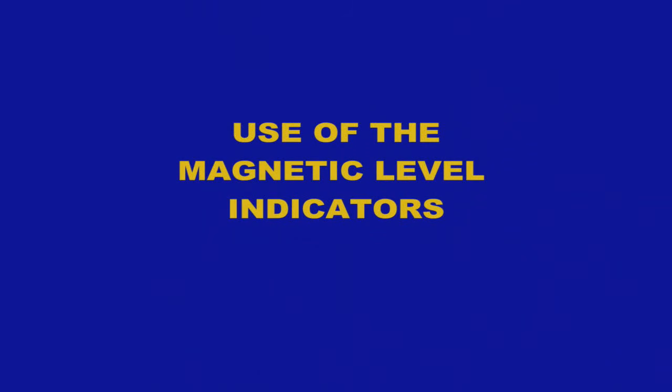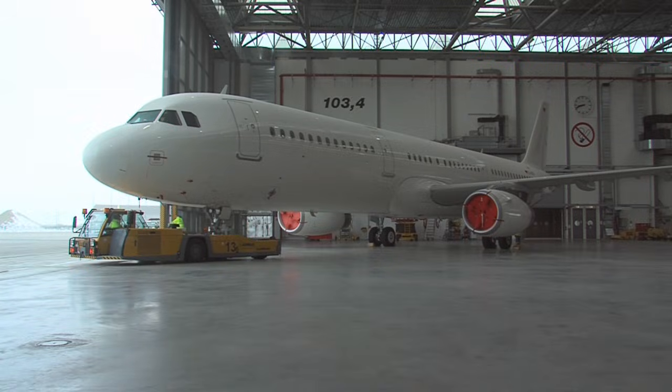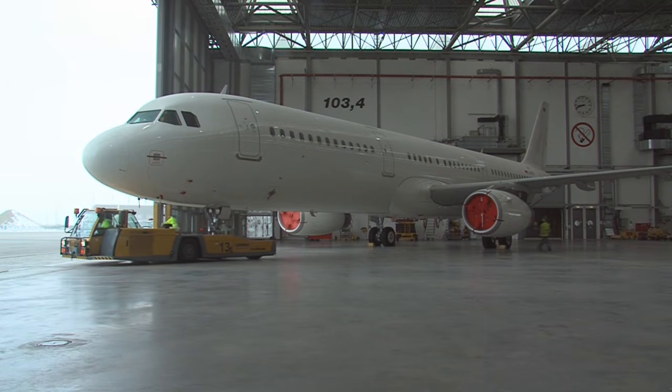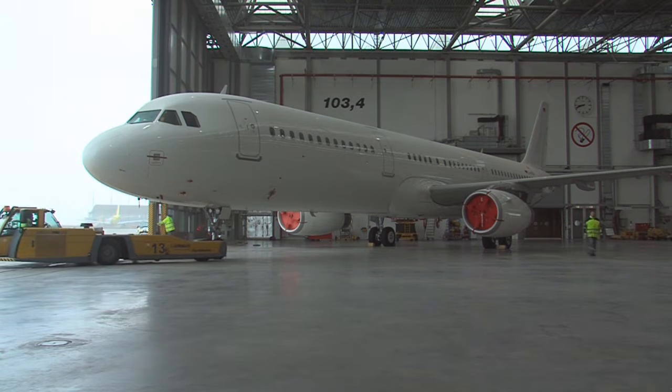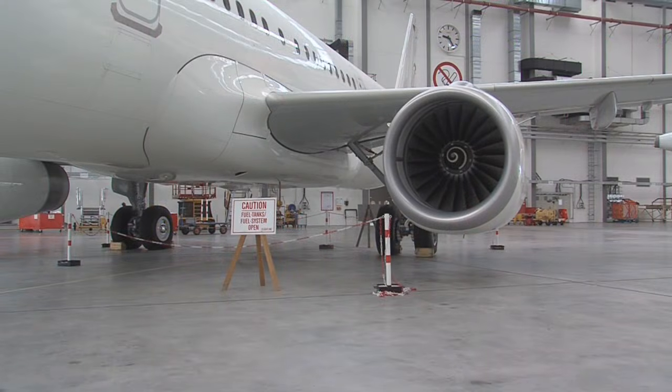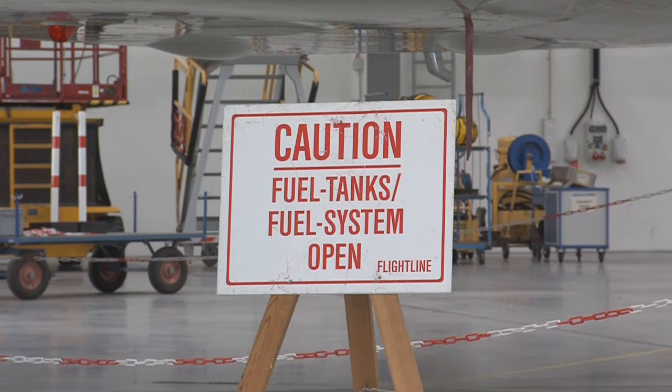Use of the magnetic level indicators. The magnetic level indicators are a secondary direct reading gauge to calculate the fuel in the aircraft tanks if the fuel quantity indication system is unserviceable. You must follow the fuel safety procedures when working with the fuel system. Put the safety barriers into position.